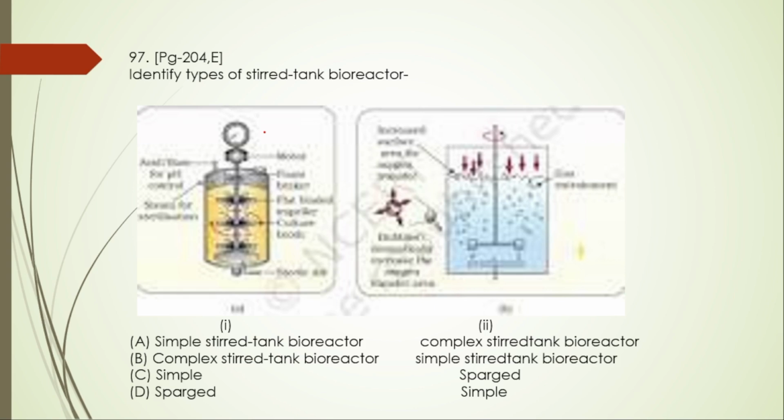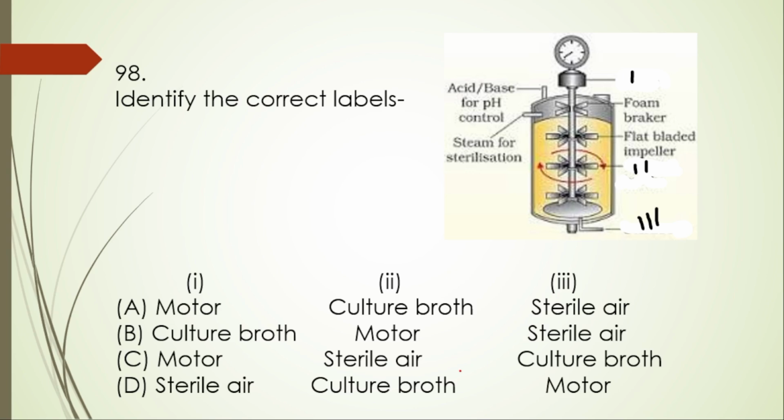Identify types of stirrer tank bioreactor. Which one is this and which one is this? So here, first one is stirrer tank, simple stirrer tank bioreactor. This is a cylindrical vessel with a curved base, isn't it? So this one is sparged stirrer tank. One is simple, and this one is sparged. Right option is A.